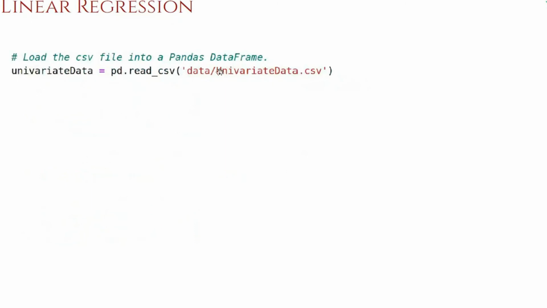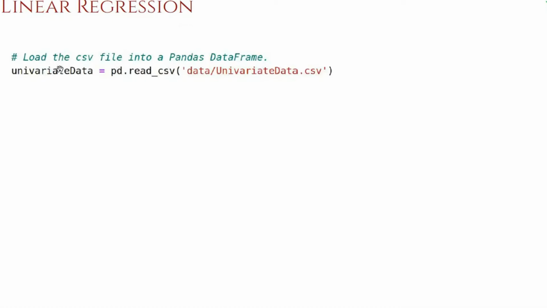I will be sharing this IPython notebook and this CSV file as well. There is a univariate data.csv file which I will put inside a data folder. I am reading this CSV file using the pandas read_csv functionality. Pandas is a data analytics library, and it provides a built-in function called read_csv to parse the CSV file. We just specify the path of the CSV file, and it reads it and stores it inside its own built-in data structure.